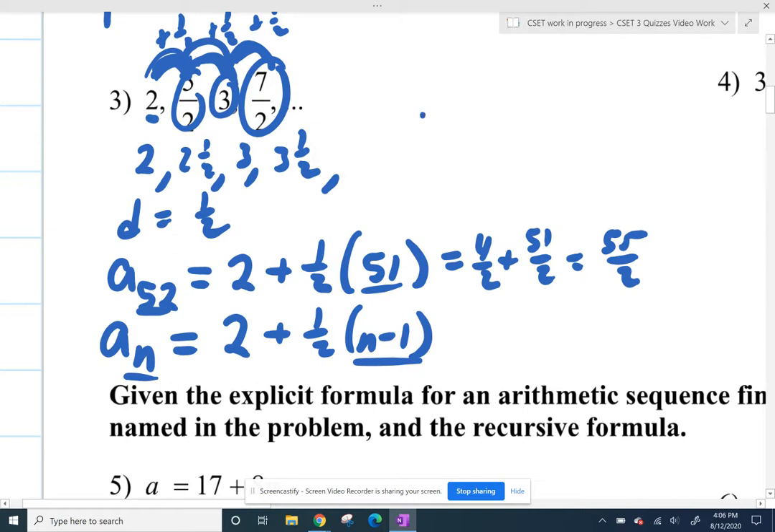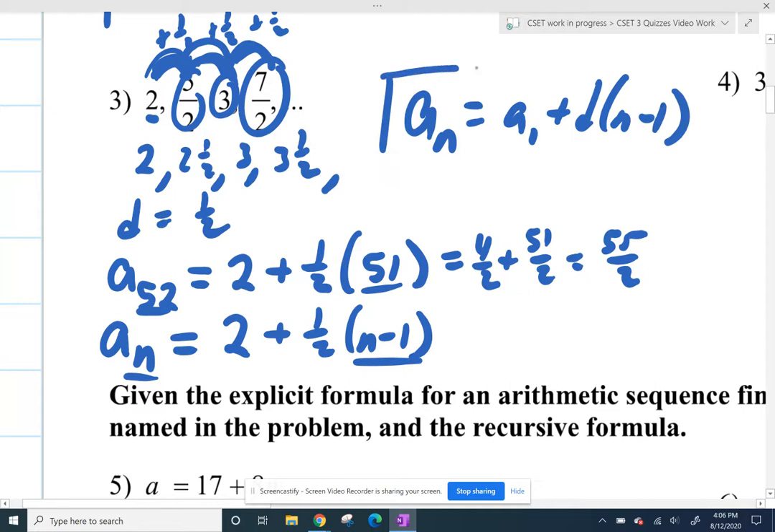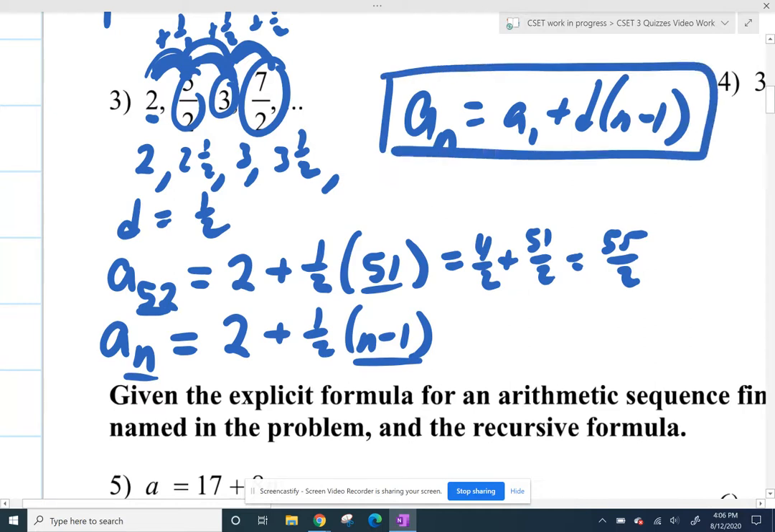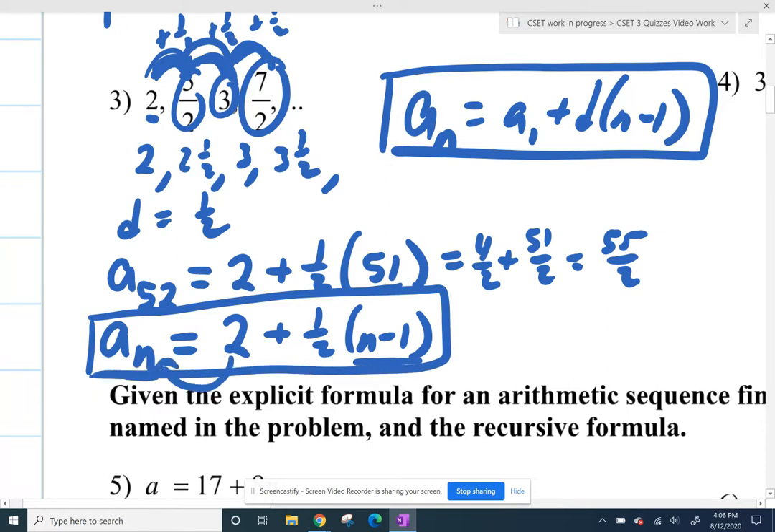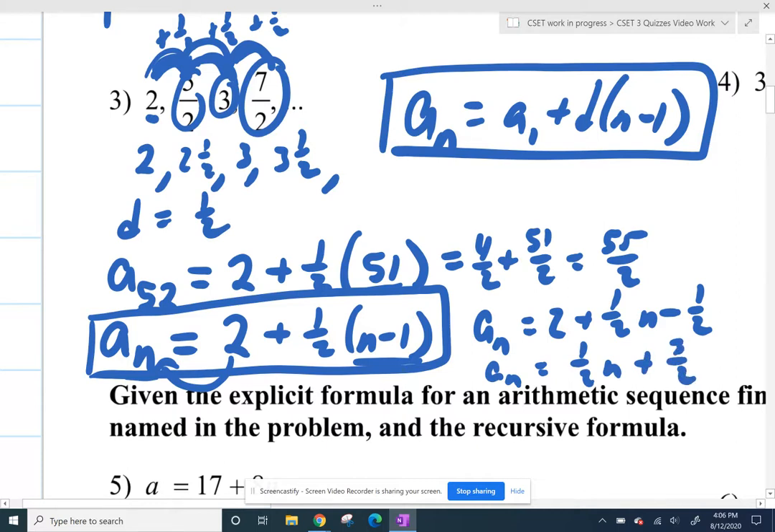So there's a formula that you use for your explicit that my students don't like memorizing, but if you say it to yourself, it just makes a whole lot of sense. I don't mind it in this form. It's kind of like a point slope form if you kick that 2 over, because arithmetic sequences are basically linear. So, but if you wanted to, you could distribute the 1/2, so 1/2 n minus 1/2, and get that a sub n is 1/2 n plus, what is that, 3 halves when you collect like terms. So either one is good.